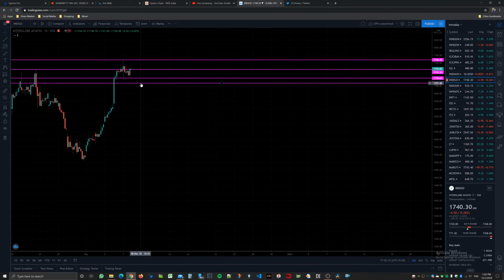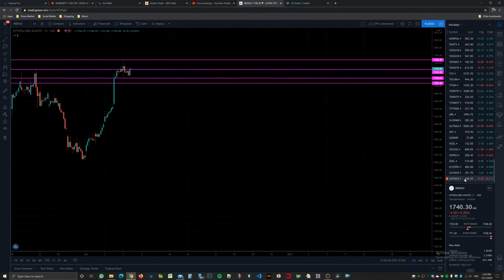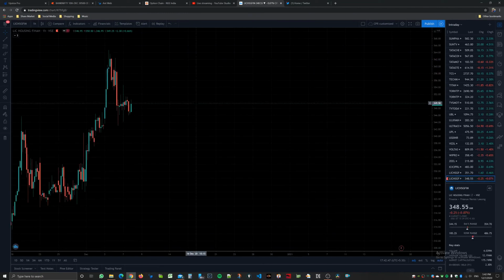So the 0.236 Fibonacci level which we have drawn might act as a very important level for tomorrow. If the price starts showing any weakness, and if it is showing a downward trend, then these two targets we can easily achieve for tomorrow. So that is my view on Indigo. And I think the last stock we have is LIC Housing Finance.